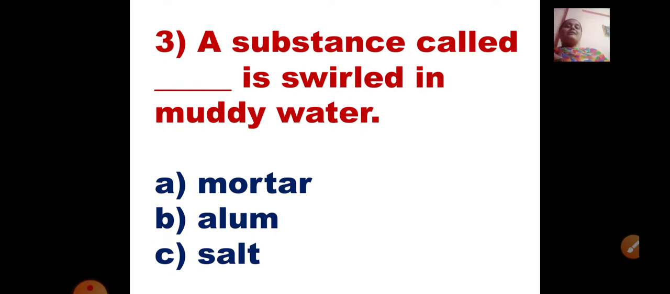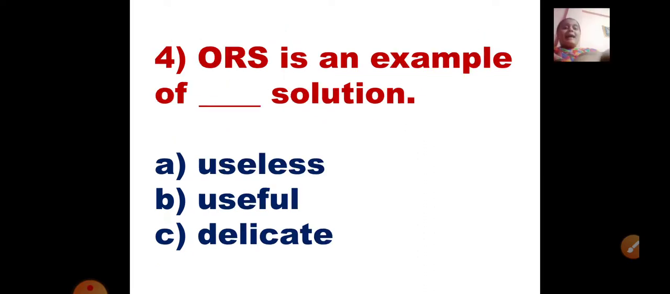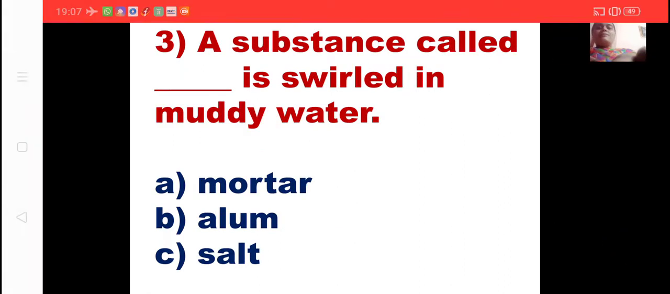Now mortar is a kind of substance which is used for building construction work in earlier days. So is it salt? No. How will salt swirled in muddy water help? What is going to be the effect of it? What is going to be the result of it? So it is B, alum. So alum is your correct answer.